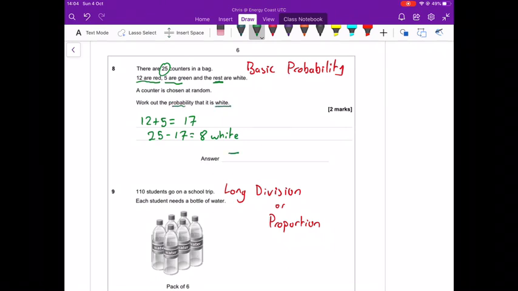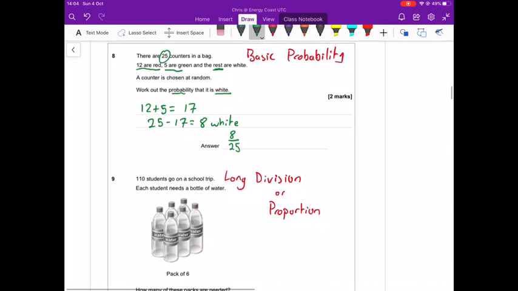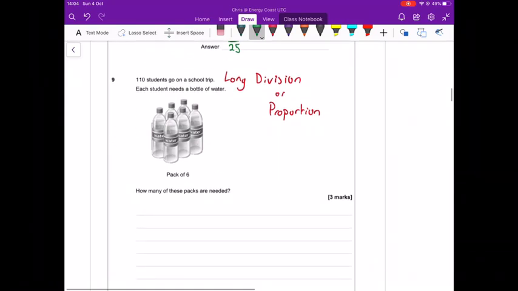So it's going to be a fraction where the top is how many white things and the bottom is just how many counters there are in total, which it gave me at the start is 25. Okay, with probability, I probably wouldn't simplify anyway, but this doesn't need simplifying. If it doesn't say simplify it, don't bother doing it. You won't get any extra marks, okay?